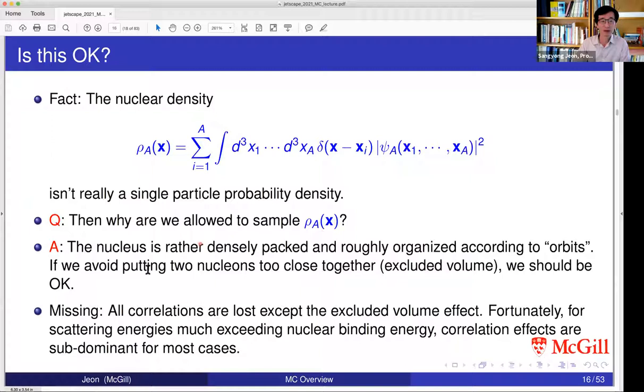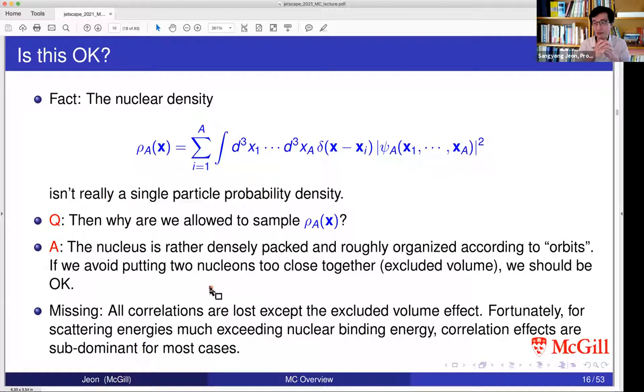Well, it's because the nucleus is a rather densely packed system, and the nucleons are roughly organized according to orbits. It's something like atomic orbits, but in this case, nuclear orbits. So if you avoid putting two nucleons too close together, and we just respect the overall shape, we should be okay. Of course, this is a very approximate answer, and you have to really do some simulations to have some confidence that this is an okay thing to do.